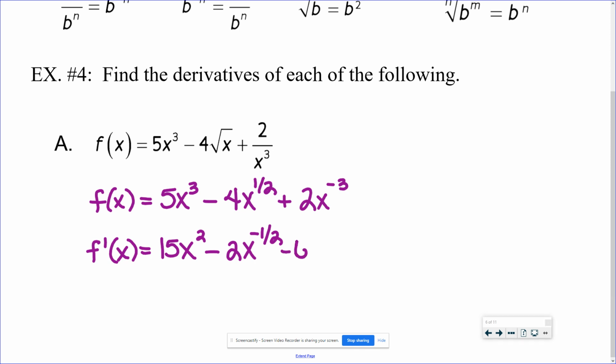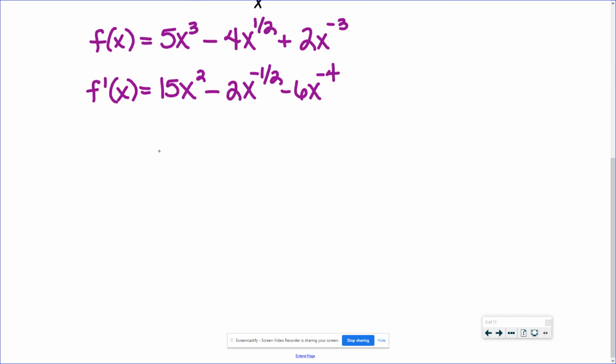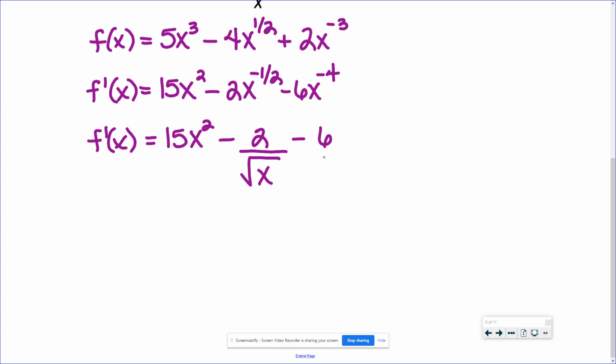So you would have negative 6x to the negative 4th. And then maybe you can rewrite it now back in radical fraction form. So 15x squared, nothing abnormal about that. Here in the middle, x to the negative 1/2 means that there would be an x to the 1/2 in the denominator, and x to the 1/2 is the same as a square root. And this is 6x to the negative 4th. That means there would be an x to the 4th in the denominator.